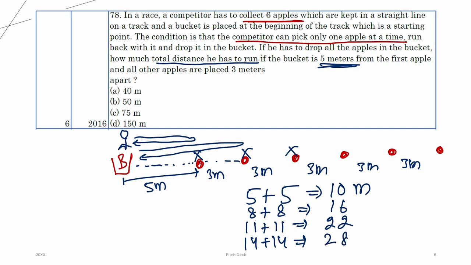So 28. Next one, this one is also gone. Next one is 17 plus 17, that is 34. The next one, this one is also gone. Next one is 20 plus 20, which is equal to 40.